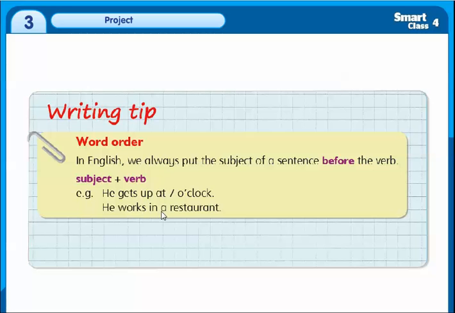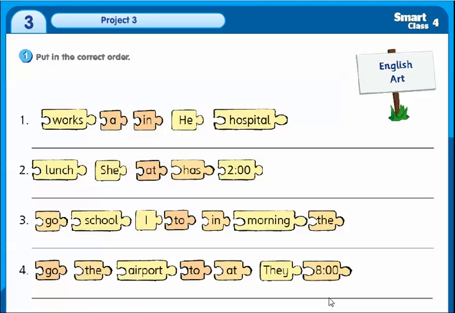Now I want you to make a sentence using the subject and verb. I want you to write a sentence. Can you do it? Let's see. Now look at these sentences. They are from the previous lesson. I want you to reorder these words to make a correct sentence.